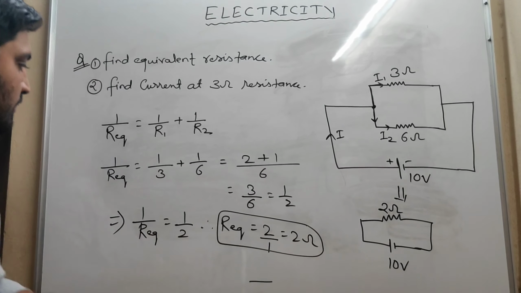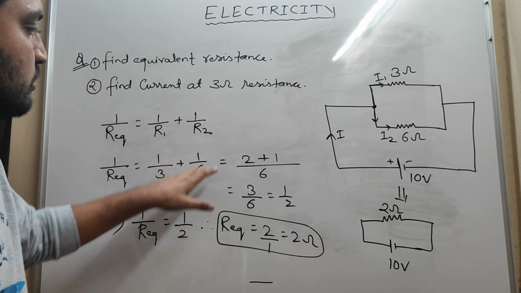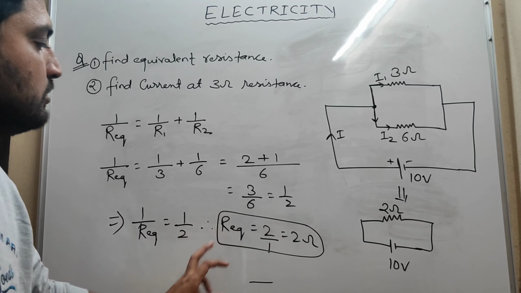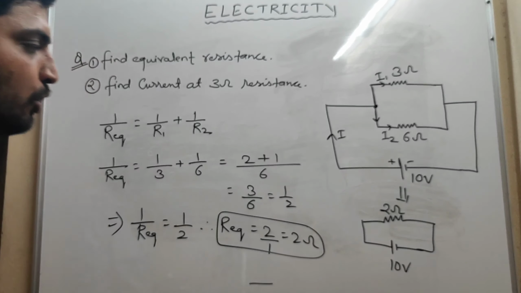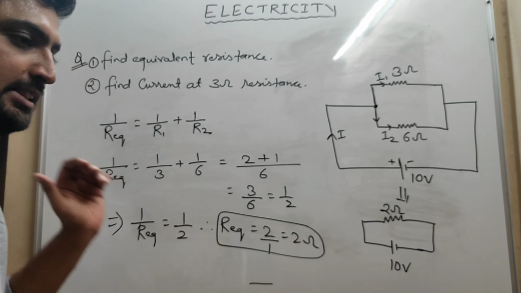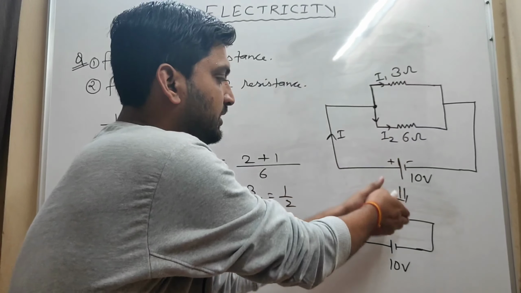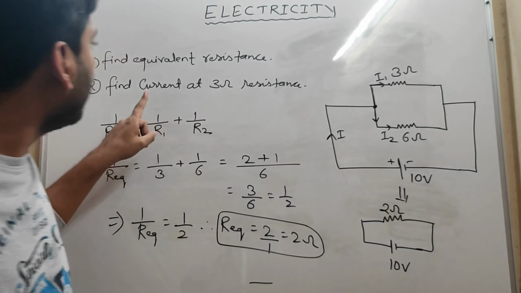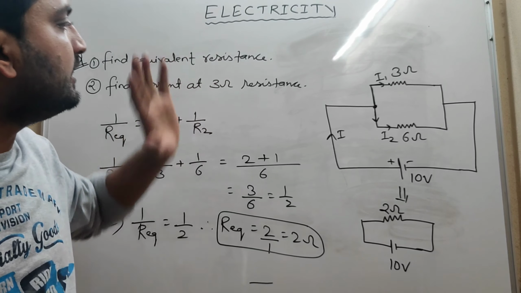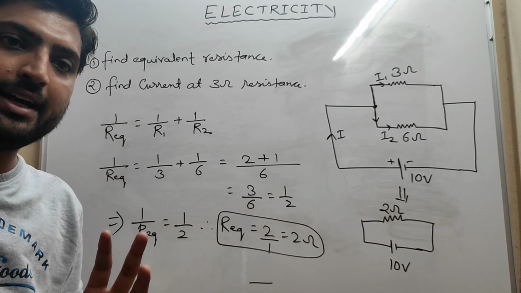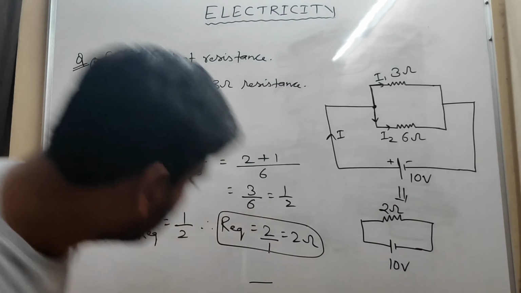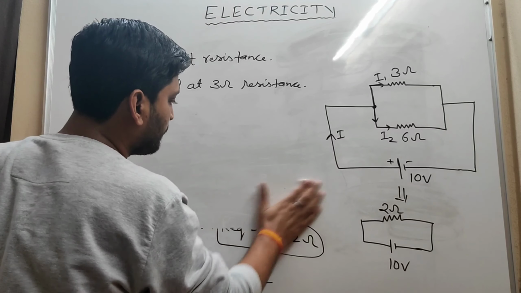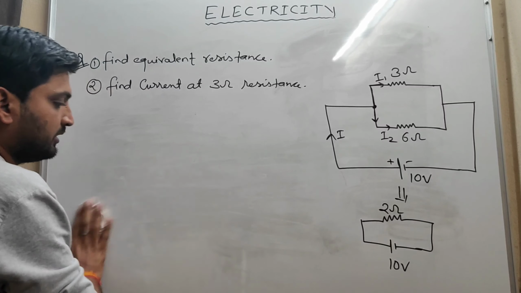1 by R equivalent is equal to 1 by 3 plus 1 by 6. LCM, we got 1 by 2. So 1 by R equivalent is equal to 1 by 2. Therefore R equivalent is equal to 2 ohm. Means total resistance, the combination of these two resistances, is 2 ohm. Clear? Now we need to find the current at the 3 ohm resistance. So let us solve that, second part.